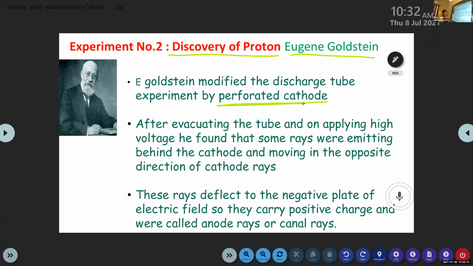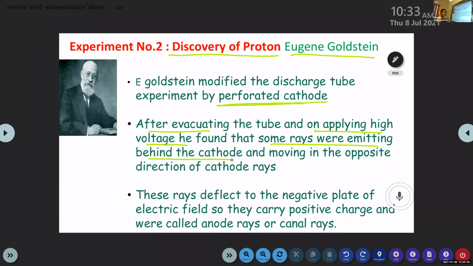And here also, the same method: we evacuate the gases from the discharge tube. To remove all other gases from this discharge tube, we use a vacuum pump. So after evacuating the tube and applying high voltage, here also on both electrodes, he found that some rays were emitting behind the cathode.